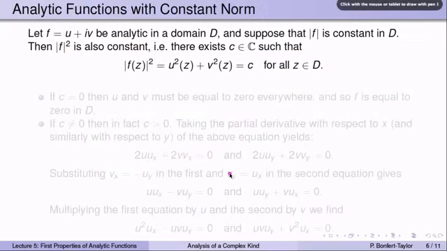Here again are the assumptions. f is an analytic function in the domain, and its absolute value is constant. If the absolute value is constant, then the square of the absolute value also must be constant. So therefore there must exist some constant c such that u squared of z plus v squared of z is equal to c no matter what z you plug in right here. That's what it means to be constant.